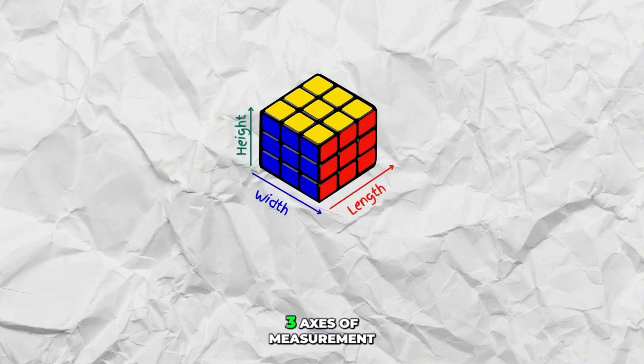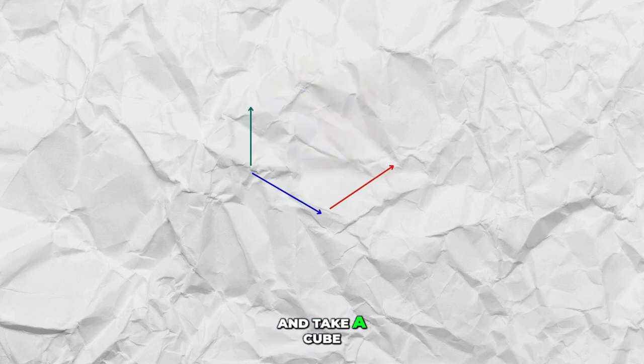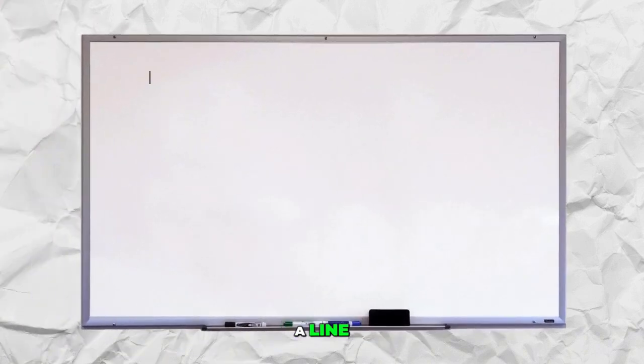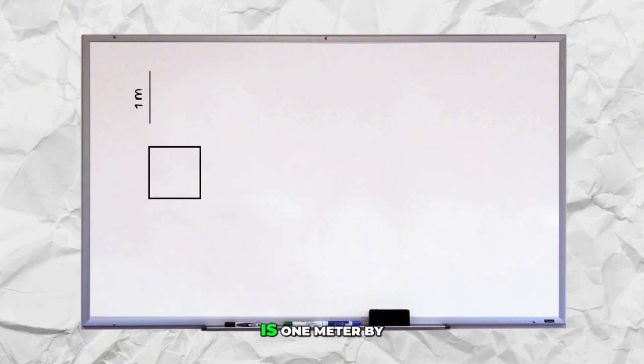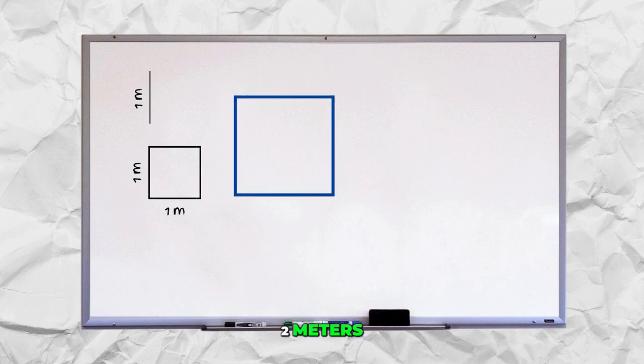So there's going to be 3 axes of measurement. And the reason why this is important is because let's go ahead and take a cube and a square. So we can have a line, and I can say that that line length is going to be, I don't know, 1 meter. So let's say I have a square that is 1 meter by 1 meter. It's 1 meter by 1 meter. And I were to double the edge length to 2 meters.